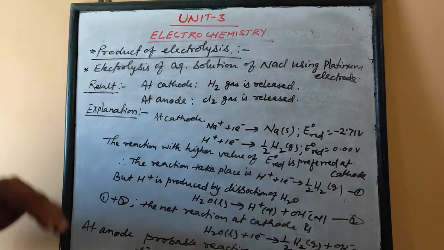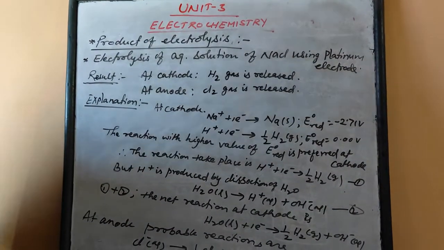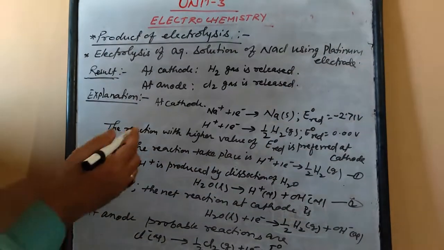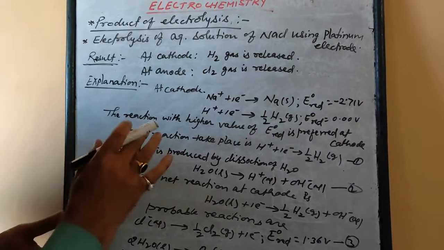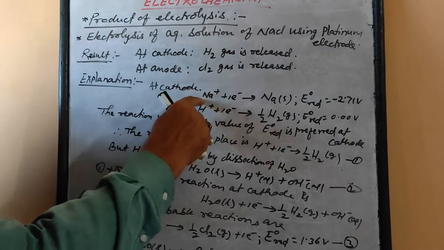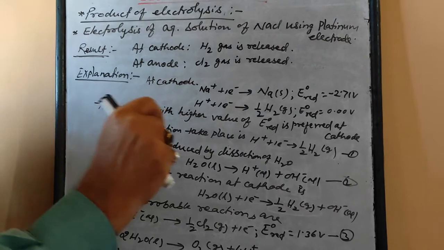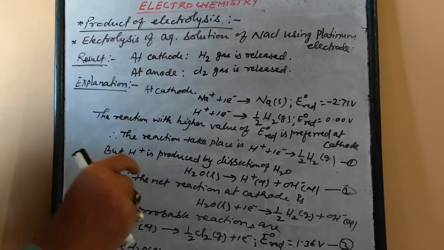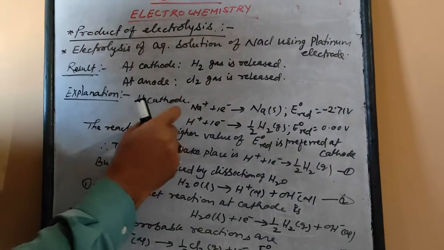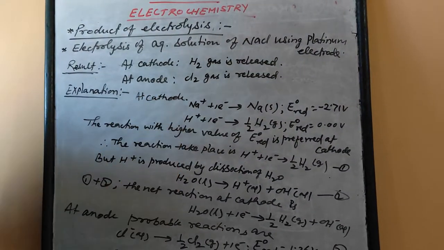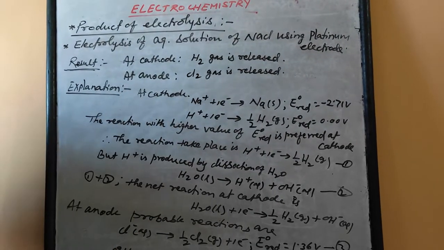Now, go to the explanation. Why does it happen? At cathode, what are the possibilities? Na+ may reduce, H+ may reduce. Because NaCl gives Na+ and Cl-, and water has H+ and OH-. So there are two varieties of cation, Na+ as well as H+. Both cations run to the cathode. There is competition between both.